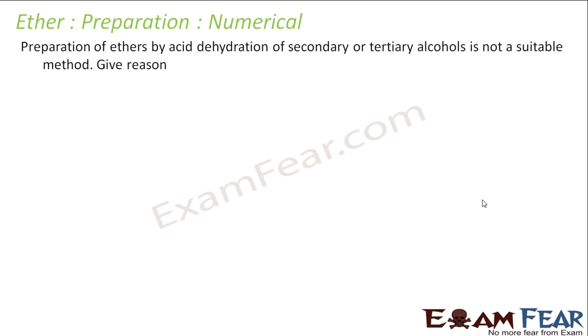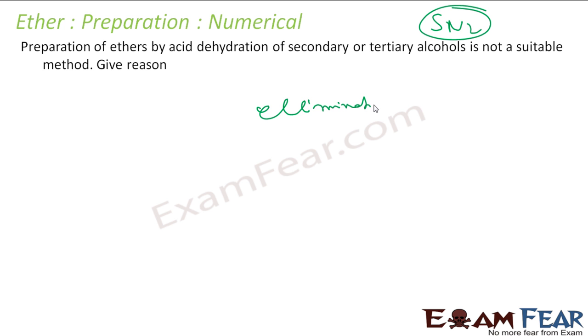The next is that preparation of ether by acid dehydration of secondary or tertiary alcohol is not suitable. Why? We have discussed that if it is secondary or tertiary alcohol, then elimination takes place. Correct? Because it's all SN2 mechanism, so it should be unhindered. If it is hindered, then we have elimination. So elimination reaction competes over substitution reaction here. If it is tertiary or secondary, then elimination takes the preference.